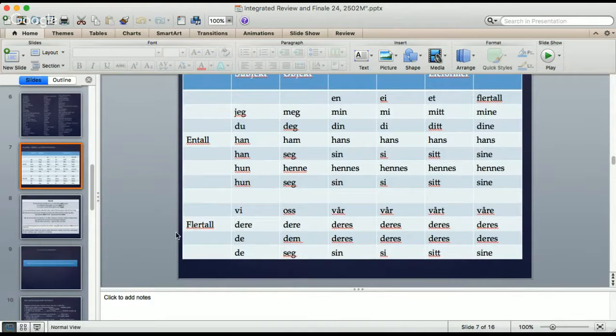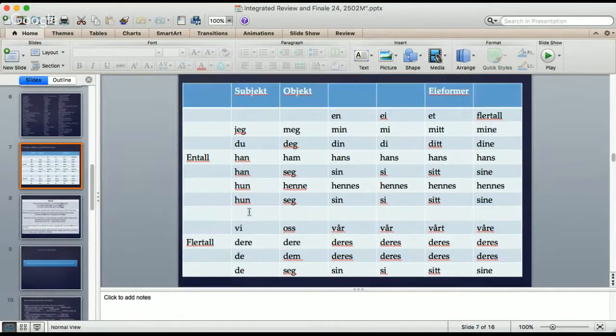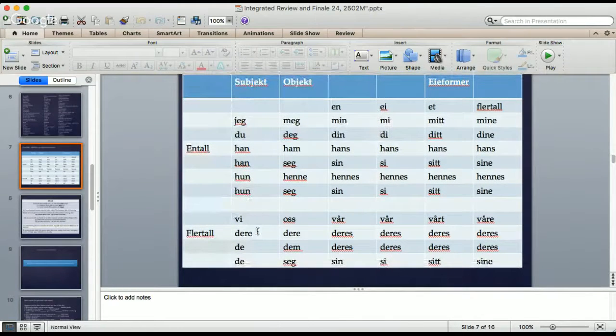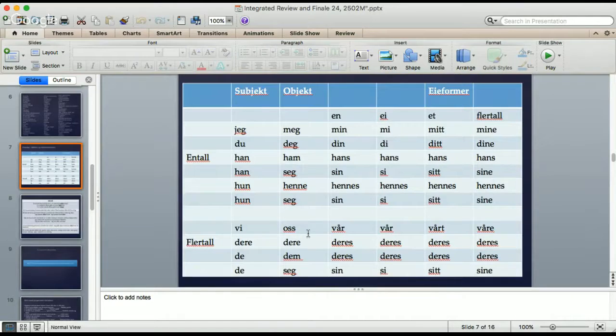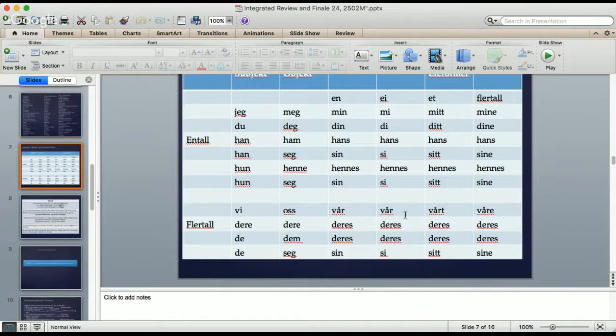For the plural, flertal is plural. We have vi, which is a subject form. Okay, so you can see that there. We have dere, we have de, and then we have the object form of the plural, objekt flertal: oss, dere, dem, seg. And here we go again with something that is yours: vår bil, our car, deres bil, their car, deres bil, their car again. So then we have vår, deres, si, vårt, deres, sitt, våre, deres, sina.